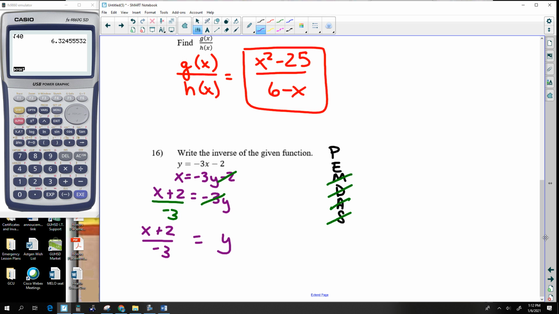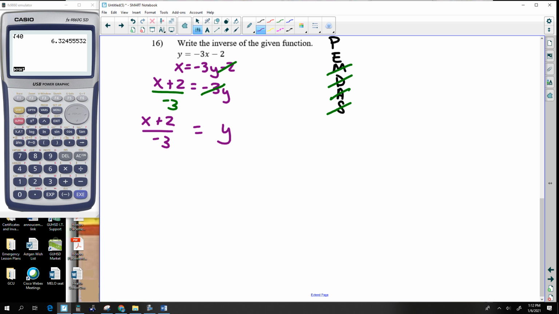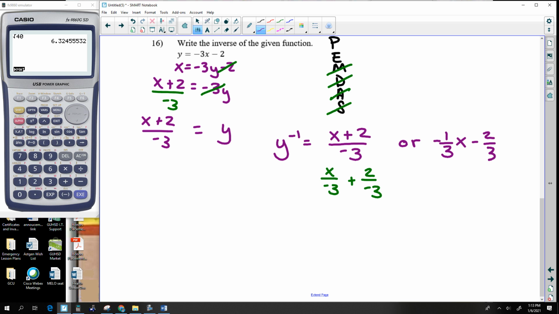So let's be cautious about this answer because it might look a few different ways. So this inverse is x plus 2 divided by negative 3. So what this would look like is x over negative 3 plus 2 over negative 3. It could look like that. But what I probably feel the actual answer would be is most likely negative 1/3 x minus 2/3. That's how I really feel that the answer will look like. It could be any one of these three, but all the same.